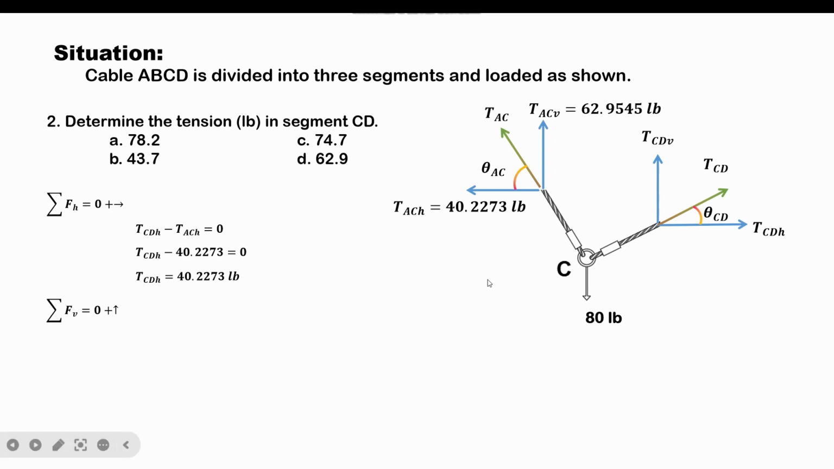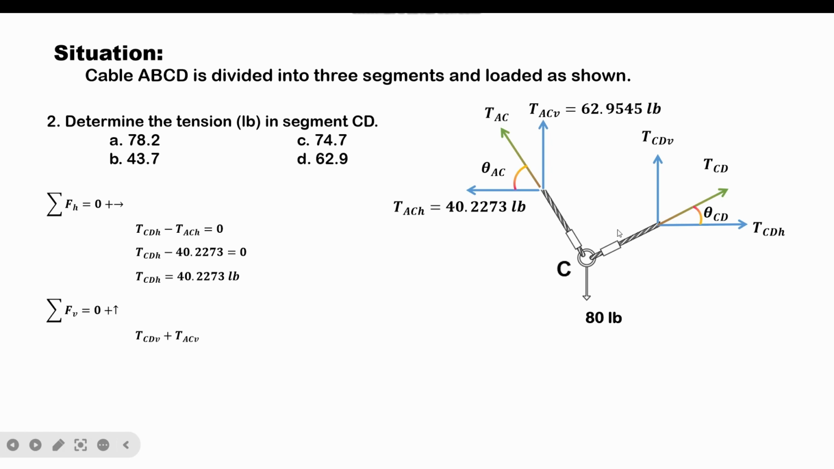So the primary forces that would be involved here would be the vertical component of tension CD, and it is acting upward. That's why we have here positive TCDV. And another force that is involved here would be the vertical component of the tension in segment AC, which is TACV, and again this force is acting upward. That's why we have here plus TACV.